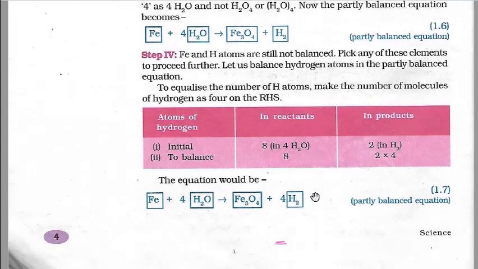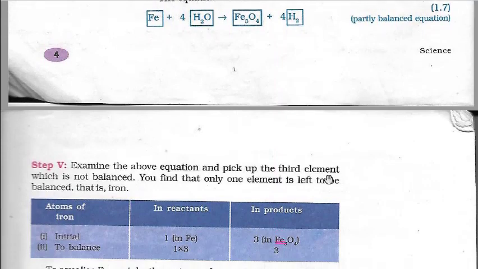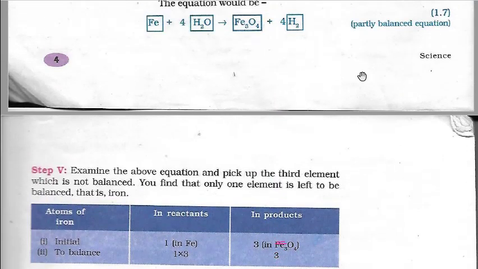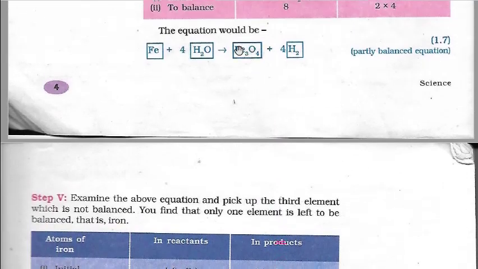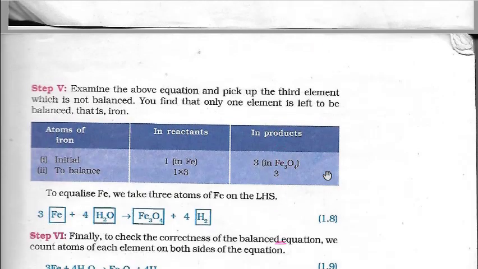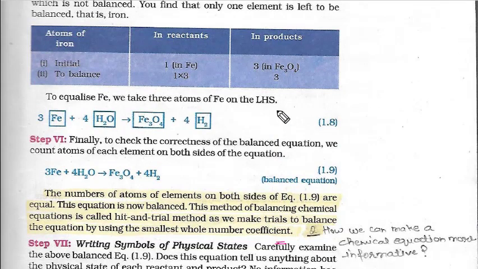Now we are left with only iron to be balanced. So now how will we balance the iron? You can see that here the iron atoms are 3, but here it is only one iron atom. So what will we do? We will put 3 here. So when we put 3 here, the iron atoms are also balanced. So now we can see that the number of atoms of each element on both sides of the equation are equal. So this equation is now balanced. So this equation is now representing a balanced equation.